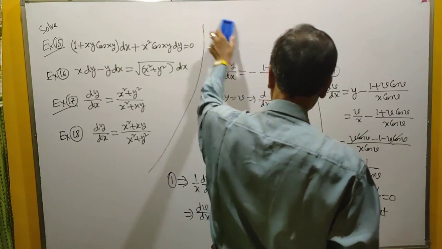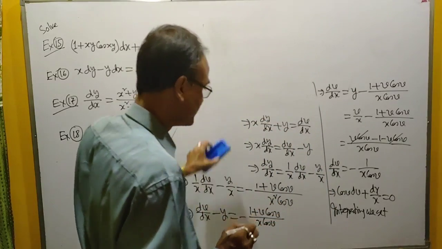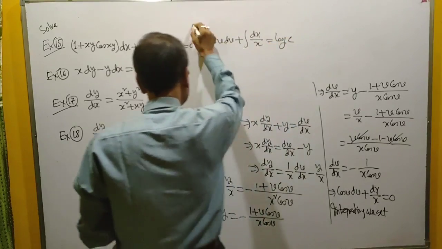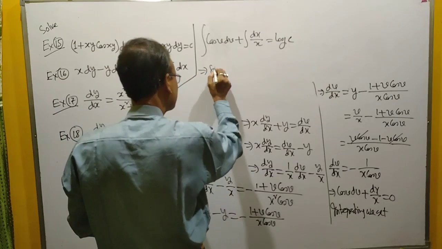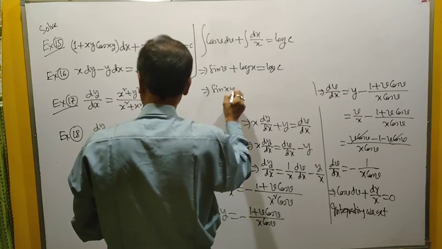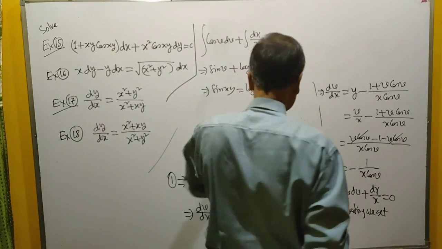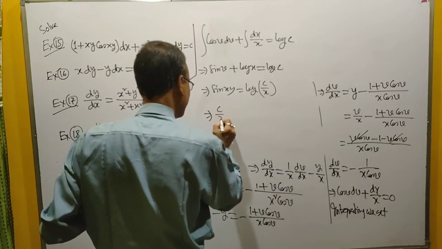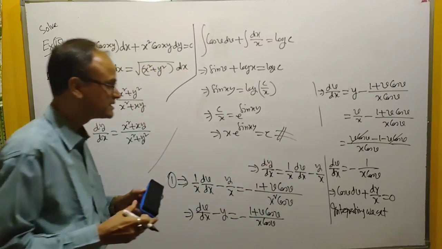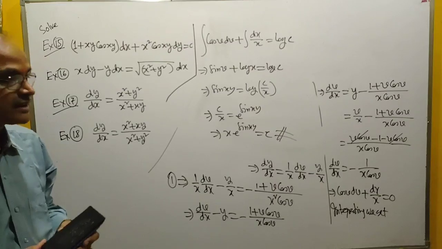Integrating, we get integration of cos v dv plus integration of dx by x equal to log of c, where log c is the constant of integration. Or it is sin v plus log x equal to log of c. Or you may write sin xy, since v equal to xy, equal to log of c by x. Or c by x equal to e to the power sin of xy, or x e to the power sin xy equal to c. This is the required solution of the differential equation. Perhaps you have understood this one.